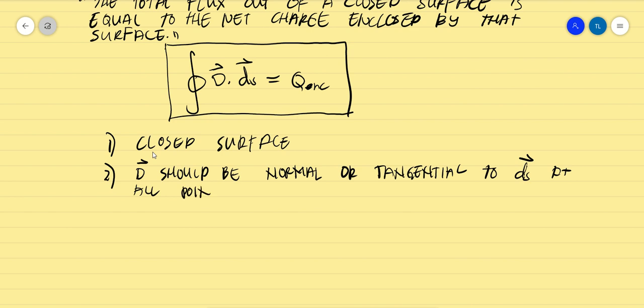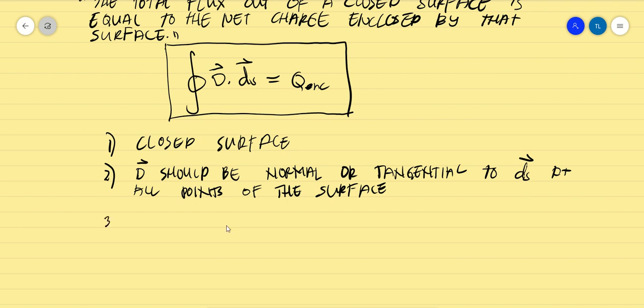of the surface, it should always be either normal or tangential. It can be both. Some part is normal, some part is tangential. So we need to take that into consideration before we choose the proper surface that we will be using when we apply Gauss's law.